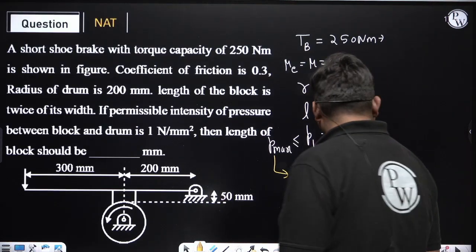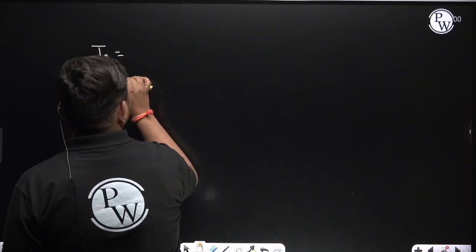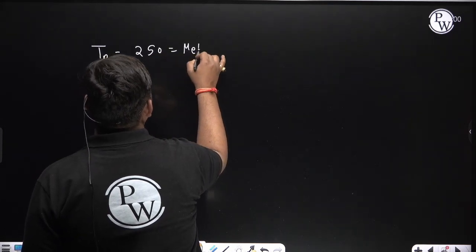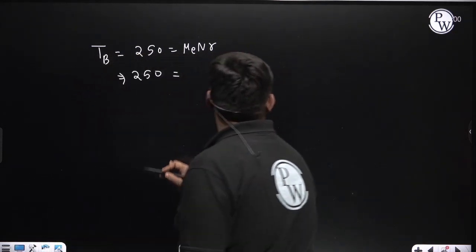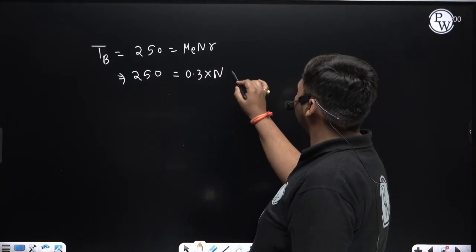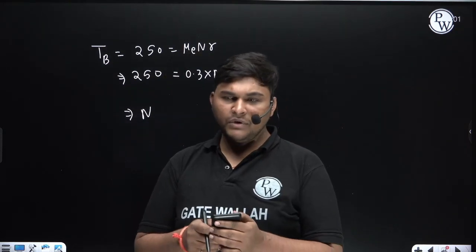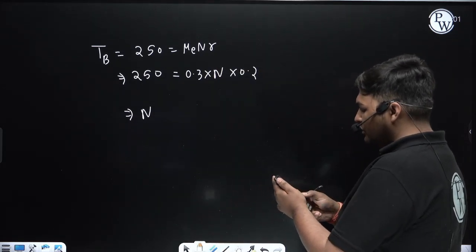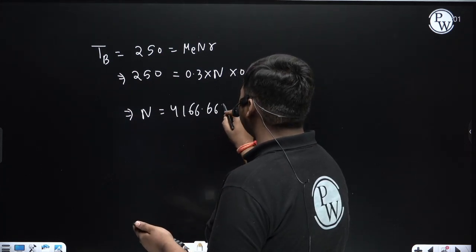Okay, so in this question braking torque TB is given, which is 250 Newton meter, and braking torque is nothing but mu equivalent into N into radius of drum. It is 250 equals mu equivalent 0.3 into N into radius of drum 0.2. So from this equation we can calculate the value of N. How much is it coming? It is 250 divided by 0.3 divided by 0.2. The value of N is 4166.667 Newton.